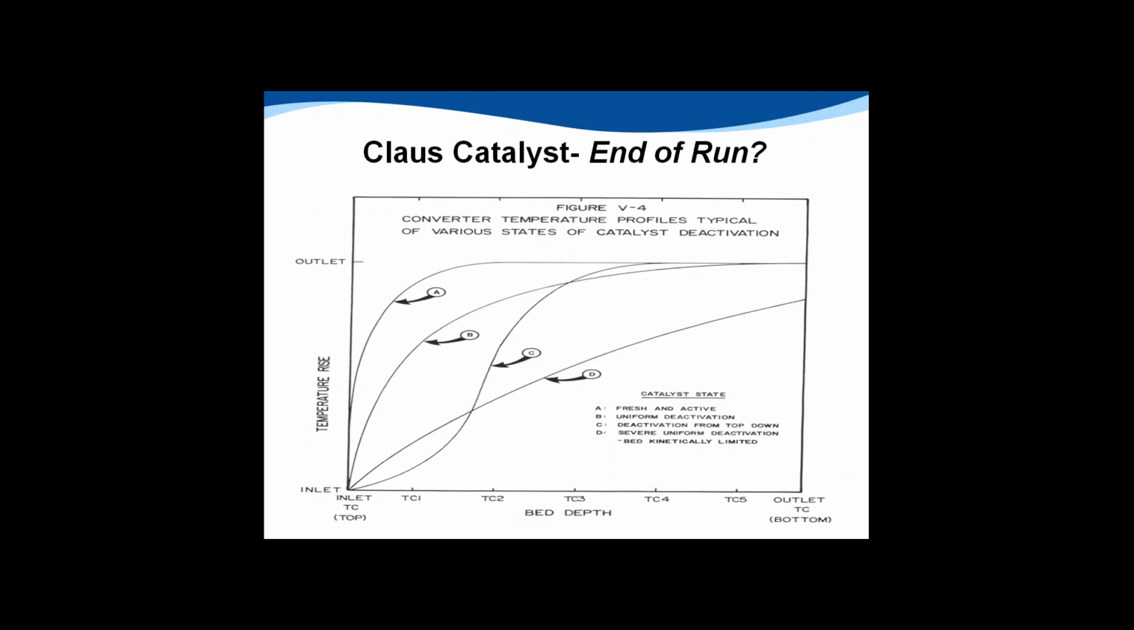The Claus reaction itself is exothermic. So as we are performing the Claus reaction, the temperature in our bed will rise. For fully active catalyst, depicted in plot A, the majority of the Claus reaction is going to occur in the top portion of our bed.